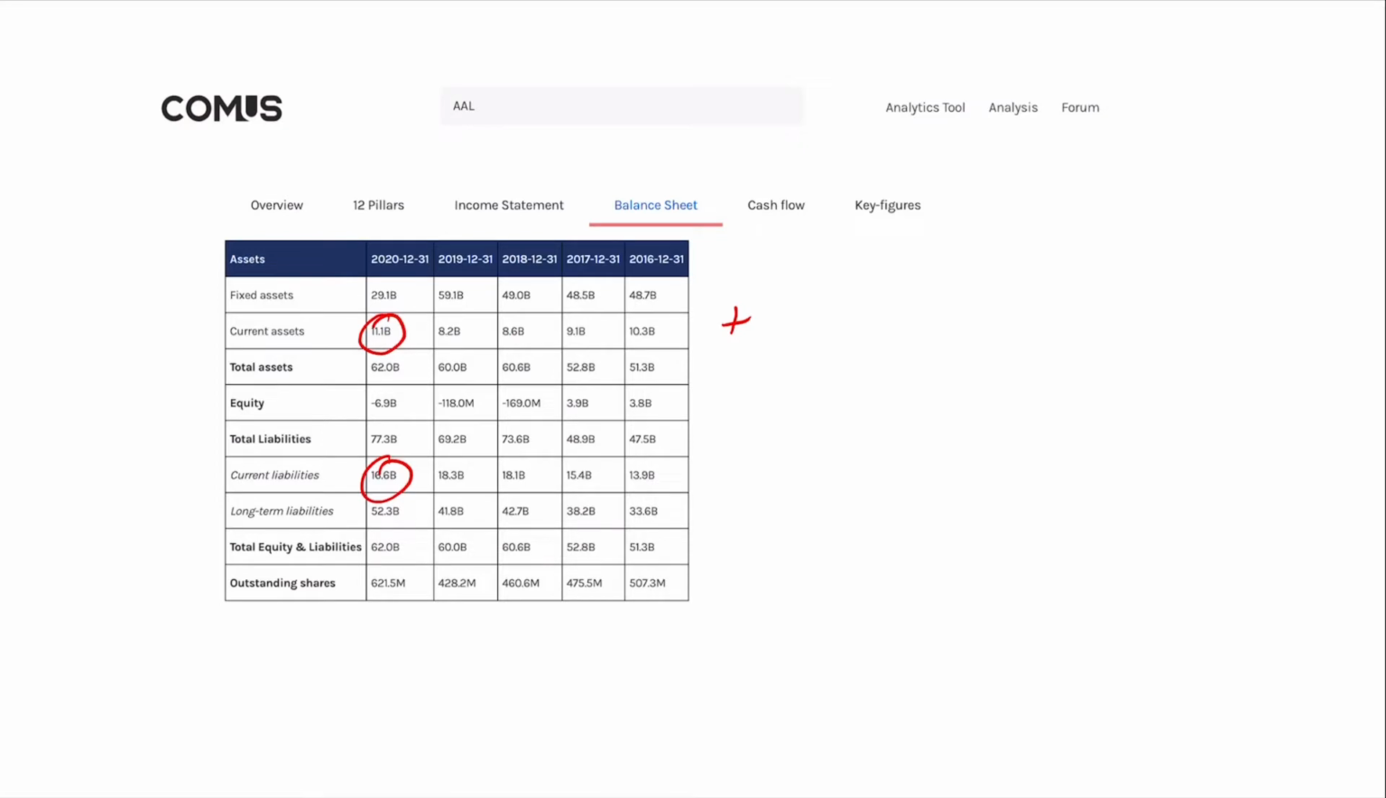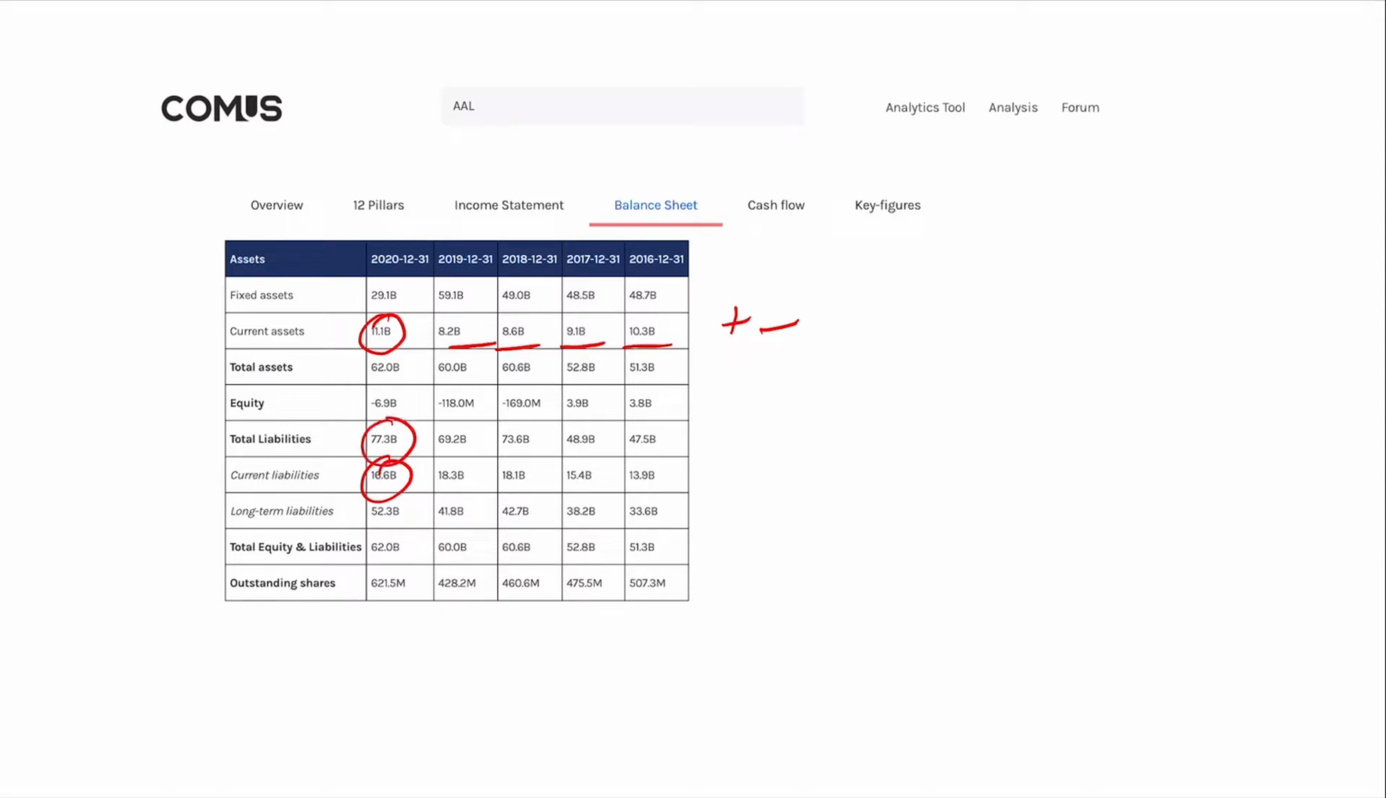Now, the current assets grew from $10.3 billion up to a higher number, but we fell off a couple of years, then we turned back to a greater number, but the overall trend is negative, so I don't like that at all.